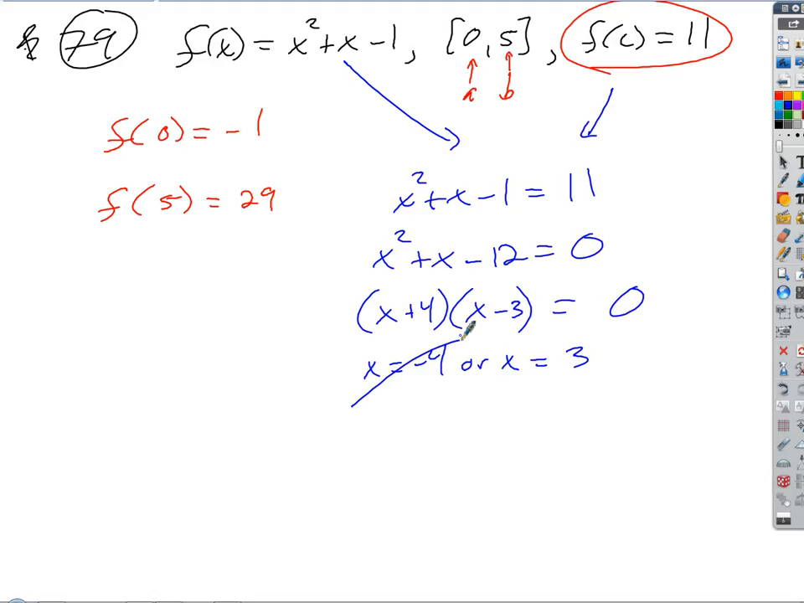Could we do something like this? Look at 83. I love this problem. Use the intermediate value theorem to show that for all spheres with radii in the interval 0 to 5 closed, there is one with a volume of 275 cubic centimeters. Okay. How could we do that?